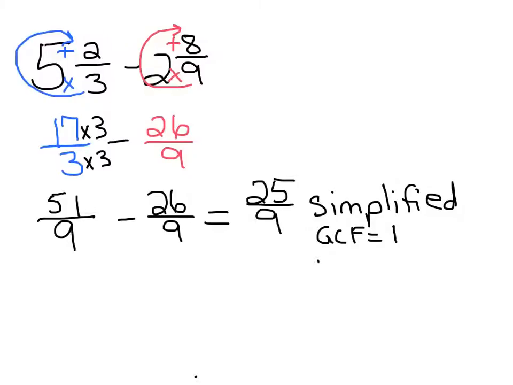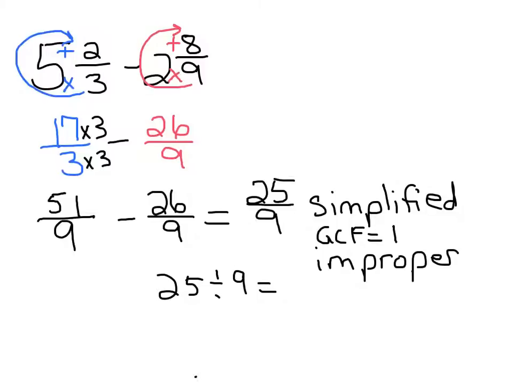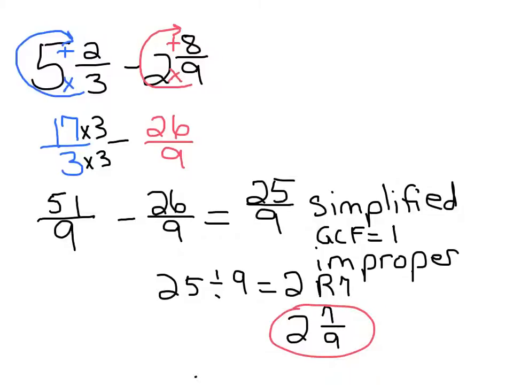It is, however, of course, improper, so we need to properify it. We do that by dividing. 25 divided by 9. See how many wholes are in there. 9 would go into 25 twice, with a remainder of 7 pieces. Those pieces then are ninths. So our final answer would be 2 7/9.